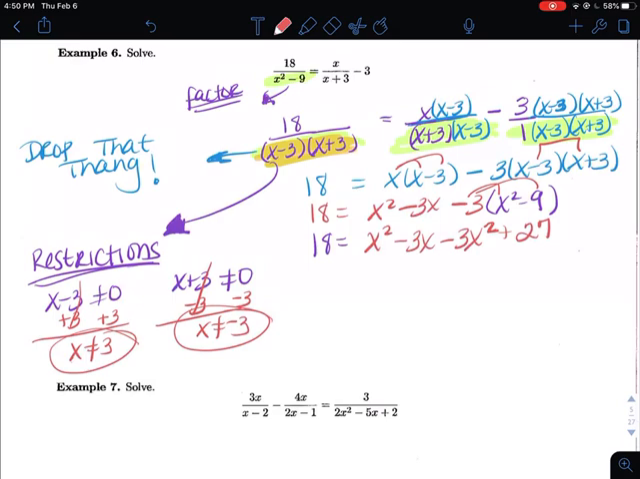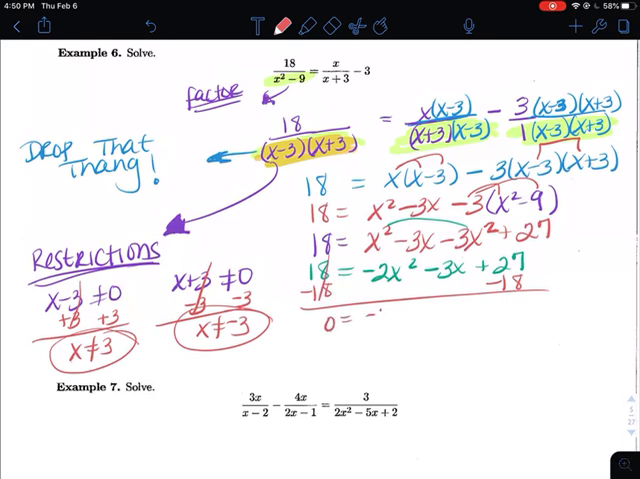Then I want to combine like terms. So when I do that, negative 3x squared and negative x squared becomes negative 2x squared minus 3x plus 27. I still have that 18 there. At this point, you want to get everything on one side, set equal to 0. So I'm going to subtract 18 from both sides. So 0 equals negative 2x squared minus 3x plus 27 minus 18 is 9.